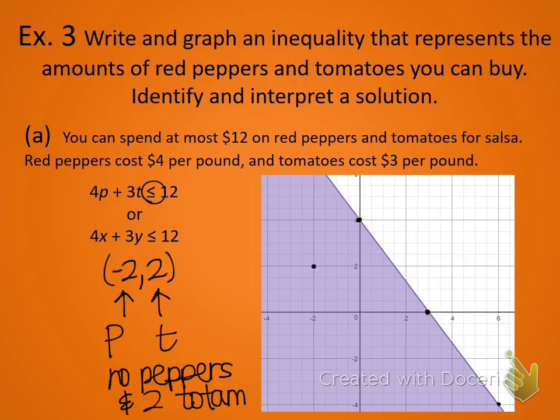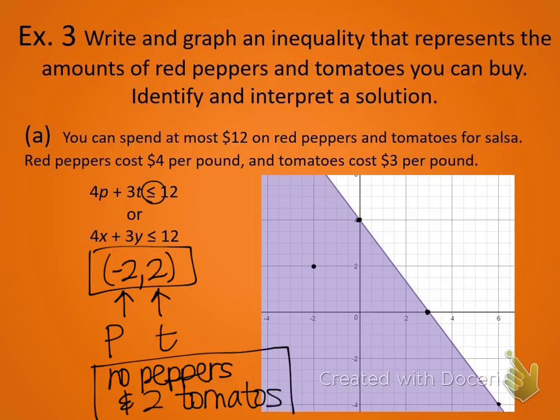Okay, I need to work on my spelling here, so sorry. Tomatoes. All right, so if you were to choose the solution negative 2, 2, this is how you would interpret it. Since you can't buy negative amounts of peppers, you wouldn't buy any peppers, and you'd buy 2 tomatoes, and that would be the most you could buy.